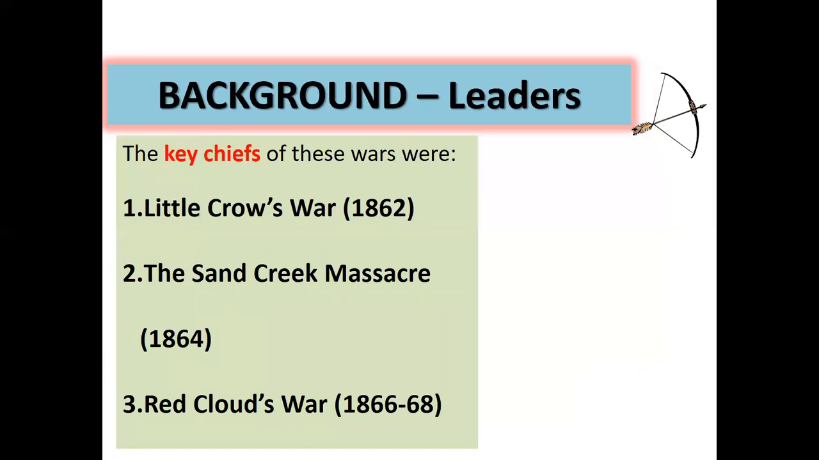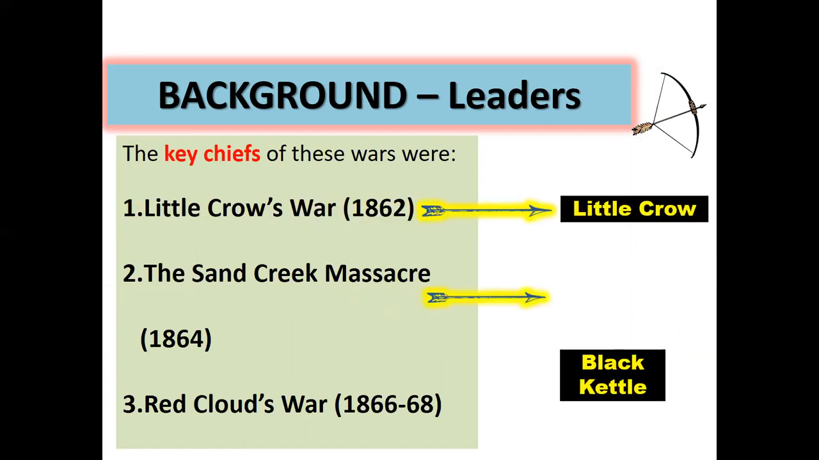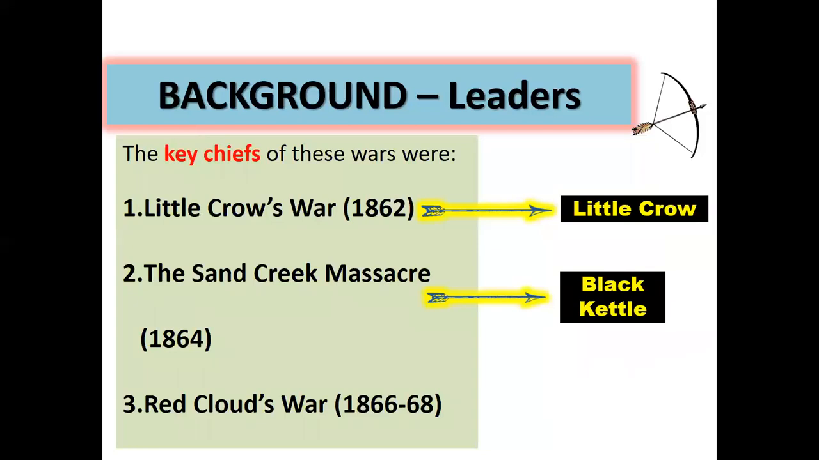Before we do that, it must be understood that each of these wars had a leader. Little Crow's War, obviously, Little Crow. The Sand Creek Massacre was led by an Indian chief called Black Kettle, and Red Cloud's War, hopefully we get it, was run by Red Cloud. Now remember, although chiefs didn't have ultimate power, there would be occasions where chiefs would lead a war effort against the white settlers, the US Army, if it meant that their tribe was going to get better treatment.